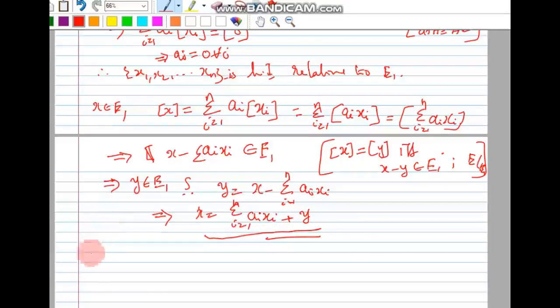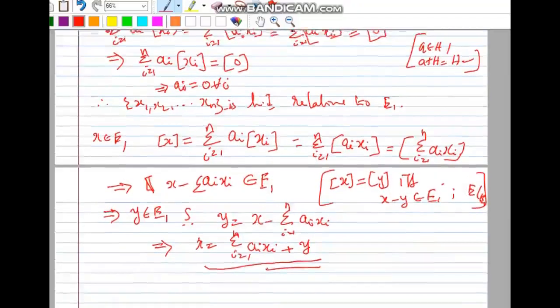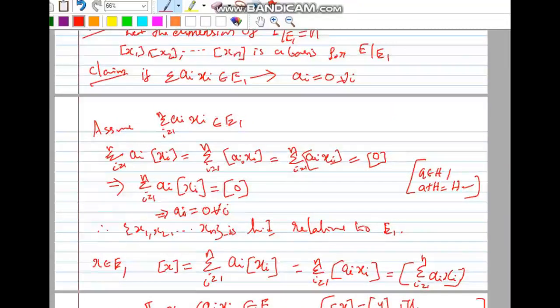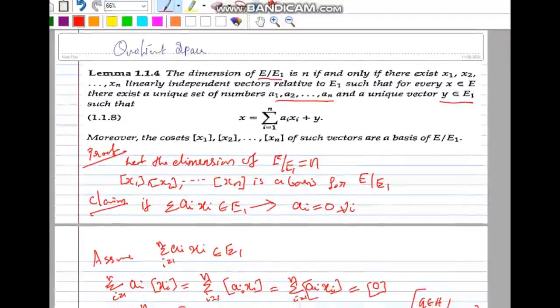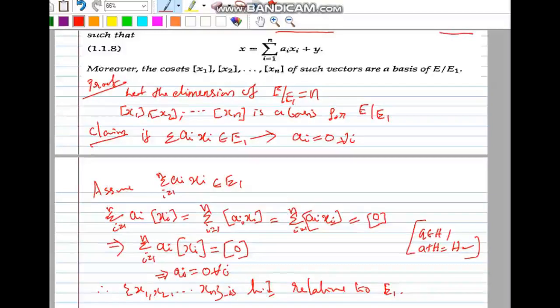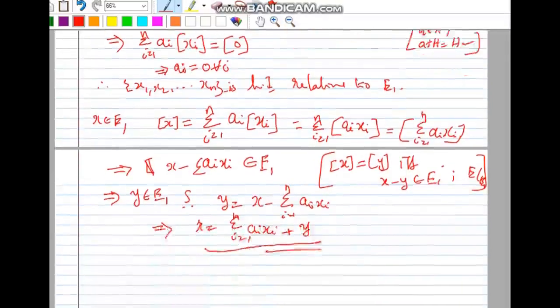Now, next we have to prove the next part of the theorem. So we have proved x equal to the sum of ai xi plus y. Next we have to prove the uniqueness part, that a unique set of ai and xi exists for every x. So next is the uniqueness part. Let us do it.